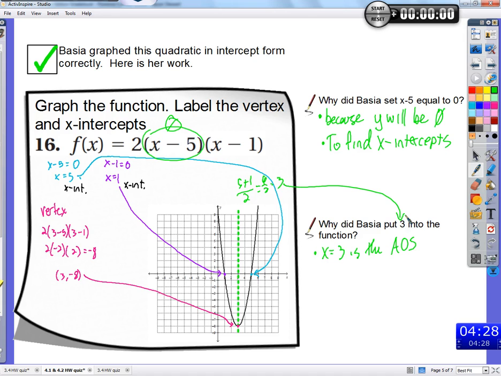All right. So that's a part of why, because 3 is the line of symmetry. But at this point, she just knows that the line of symmetry goes right through there. Why would she put 3 into the function? That's why 3, but why into the function? How come? Michael? Because she knows the vertex is going to be on that line, so she plugs in that point and she'll find the vertex. Artemia, thank you very much. Yes, 3. This line of symmetry is going to go right through the vertex.